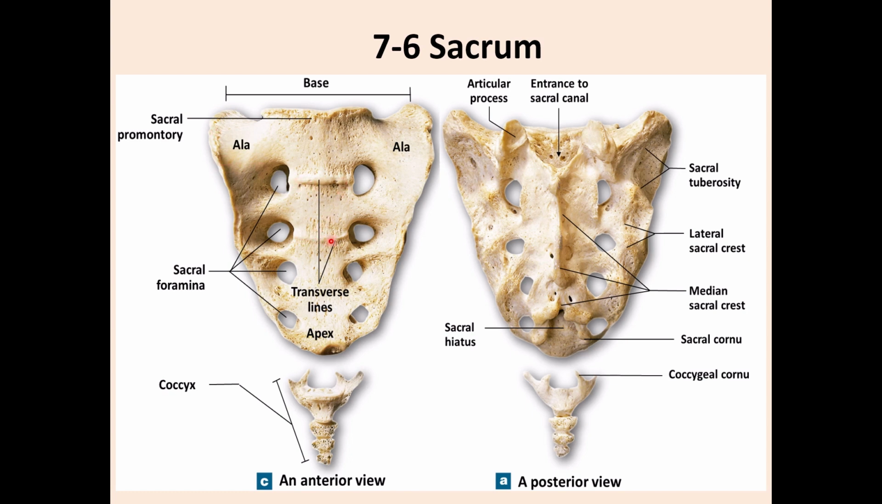These bony prominences that you see are actually the fusion of the vertebrae, so now it's ossified. These are called transverse lines or transverse ridges. Also, you can see laterally, these openings. These are called sacral foramina. Sacral foramina contain spinal nerves.